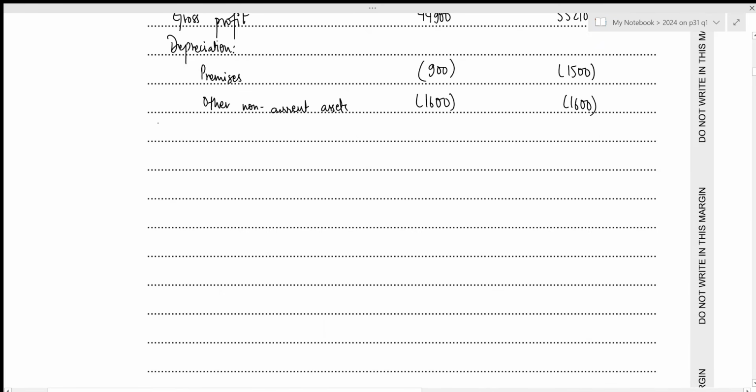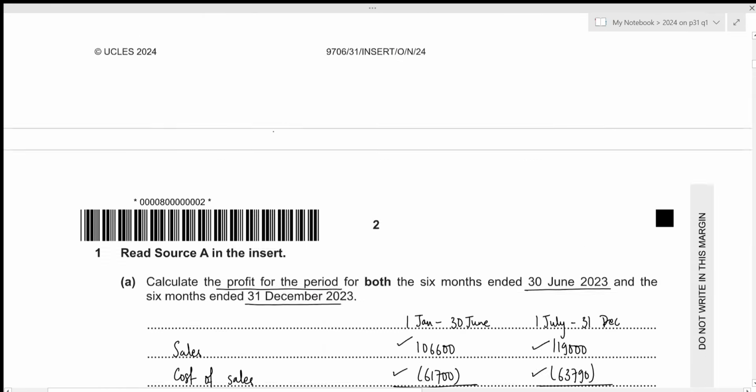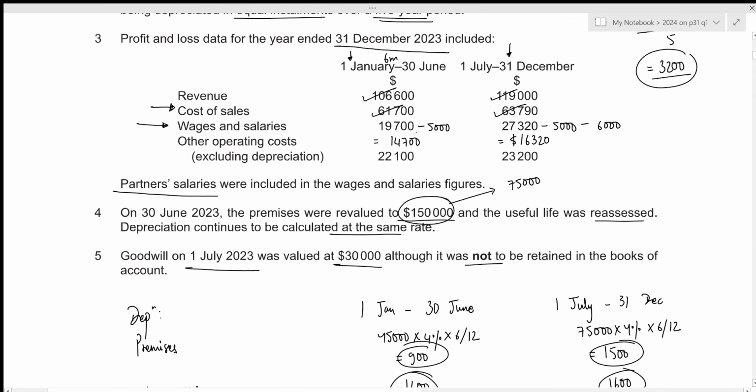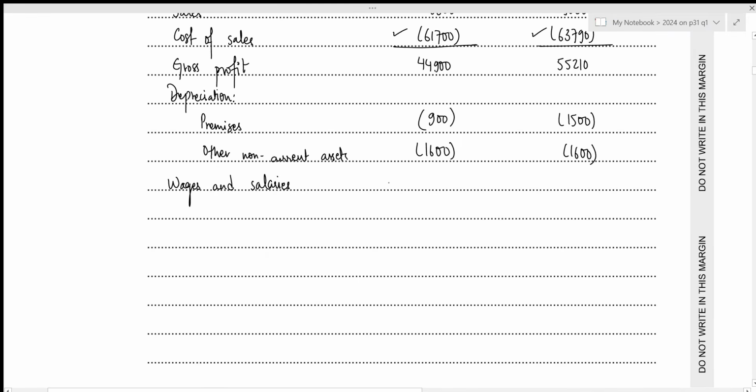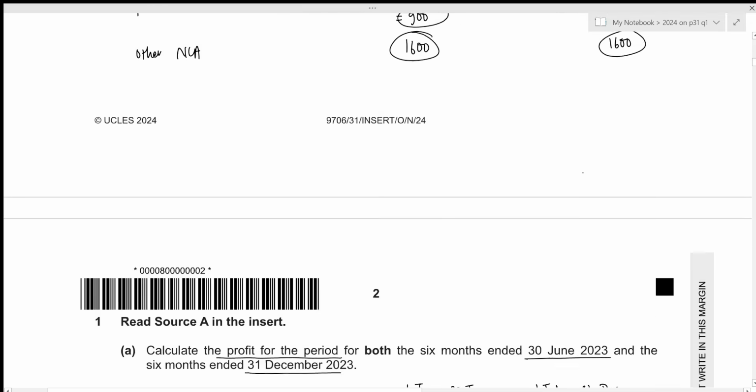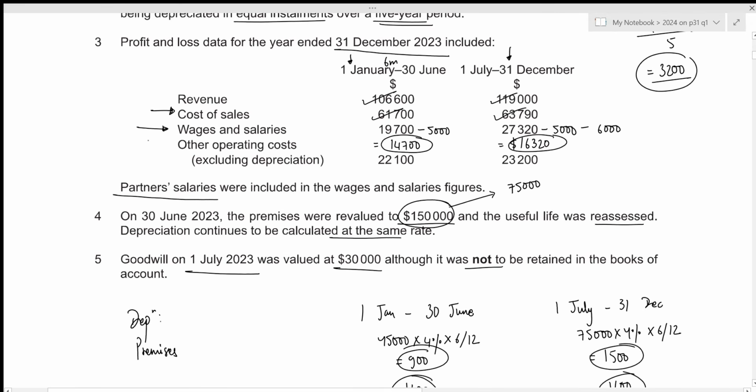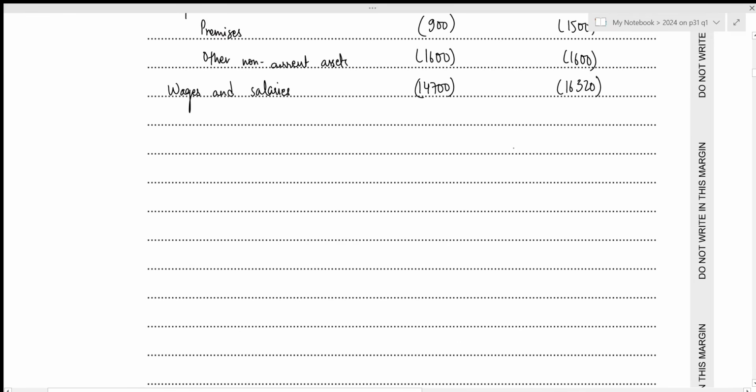Then we were given the wages and salaries. We've already adjusted and calculated the correct amount, so we can enter the correct amount here in order to calculate our profit. So for wages and salaries for the first half, it was 14,700. For the second half, it was 16,320. That is all for the wages and salaries. Then we have other operating costs as well, so we need to include that. 22,100 for the first half, 23,200 for the second half.